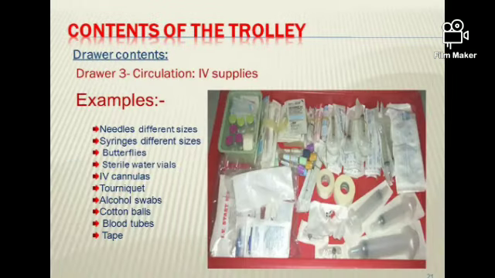So the next drawer will be for the IV circulations, and that is mainly required for each and every purpose. In that case you can have various sizes of needles from 16 to 23. You have to keep different sizes of syringes, butterfly needles, tourniquet, vials, whatever you require for your supply should be present in that drawer.